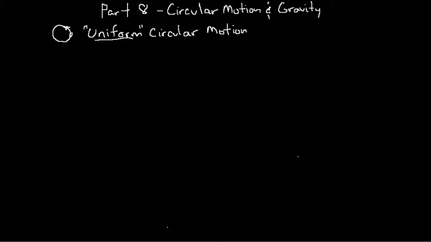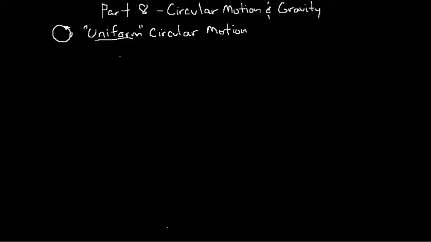This is part 8 of the final exam review. This is on circular motion and gravity. We already made some videos on circular motion and gravity for the last test, and so if you had a hard time with the last test on circular motion and gravity, please go and consult the chapter 7 videos, because those really will help you understand the mistakes that you maybe made on the last test.